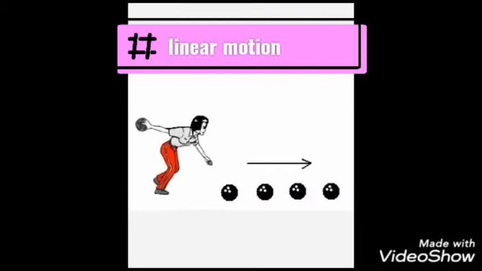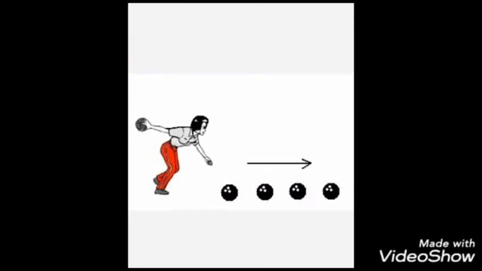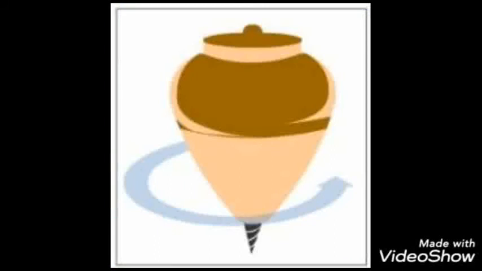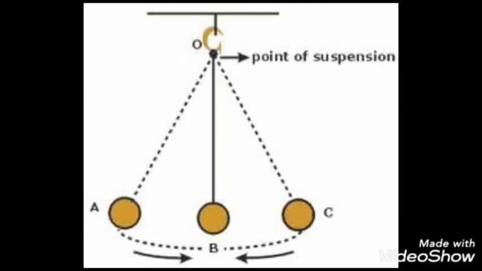Now we can classify motion by the path taken by the object. Here the first one is linear motion. That is a straight line. Next, curvilinear. That is moving in a curve, like a thrown ball. Next, circular motion, moving in a circle. Next, rotatory. The movement of a body about its own axis, like a rotating tap.